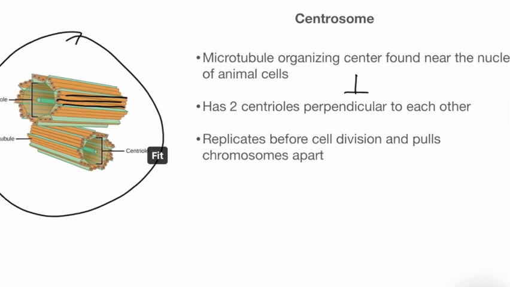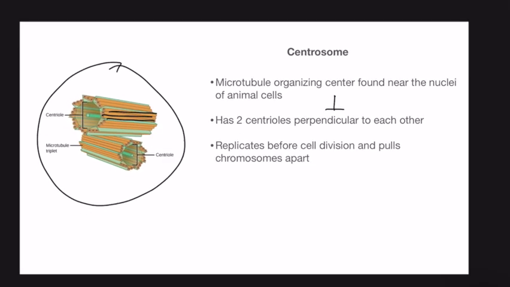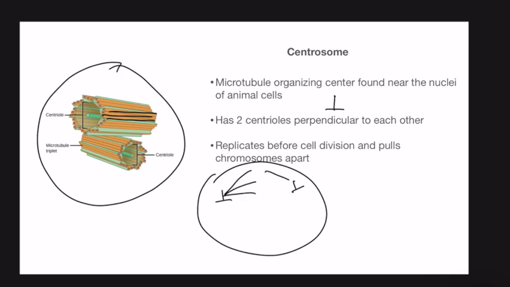And they will replicate the centrosome. The entire centrosome will replicate. It'll make a copy of itself right before cell division. And it'll migrate to either ends of the cell. So you're going to have one here and one here. Those are the centrioles at right angles to each other. And during cell division, it'll release those microtubules that we just talked about, and those microtubules will pull the chromosomes to either side of the cell, eventually giving you two daughter cells.